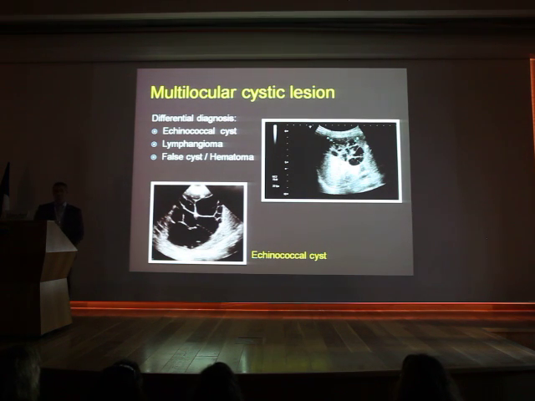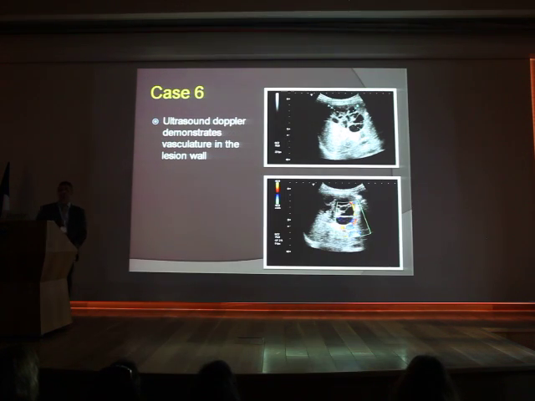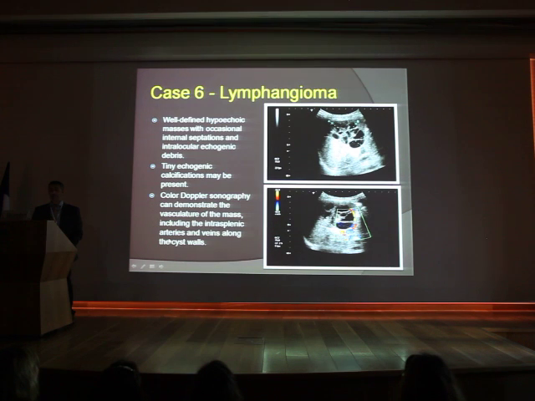The differential diagnosis for multilocular cystic lesion is an echinococcal cyst, and it could be lymphangioma, and false cyst or hematoma. They can also appear as multiple cystic lesions. You look at the echinococcal cyst and the lesion that I presented to you, they're very similar. But one thing that could be very helpful for us is when we put Doppler on a multiple cystic lesion and we do clearly see vasculature in the lesion wall, and I mentioned earlier that the patient is 9 years old, we can think that this might be a lymphangioma. Because the lymphangioma do present, in the Doppler, with flow within the septation and within the wall.